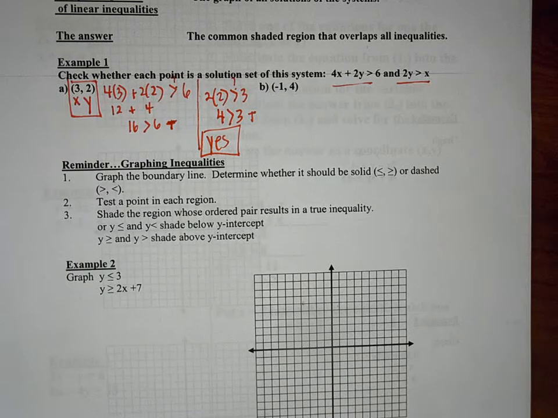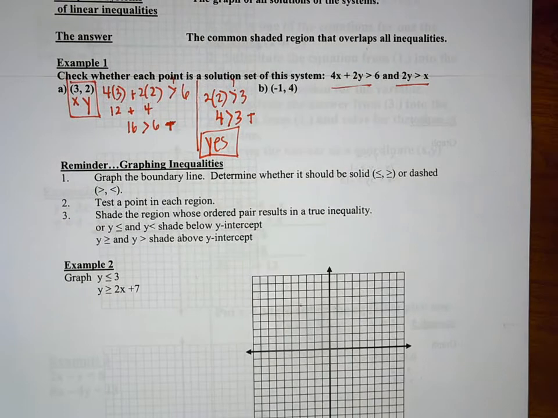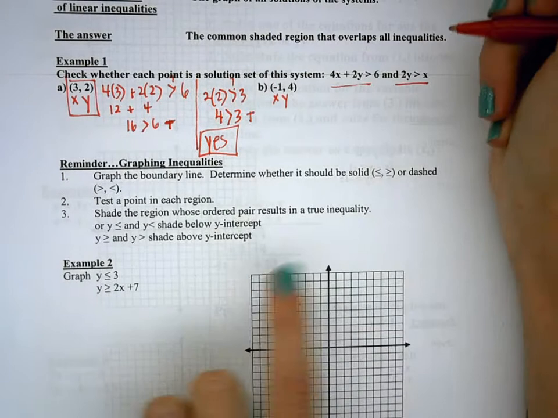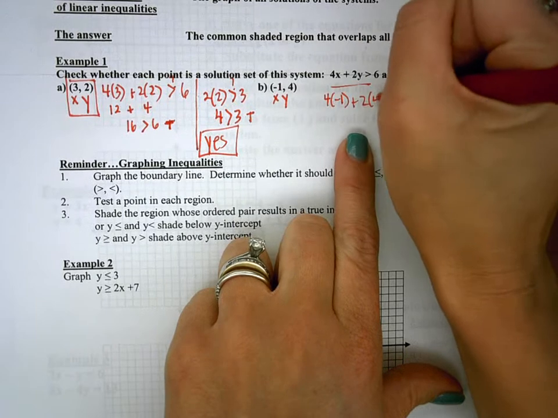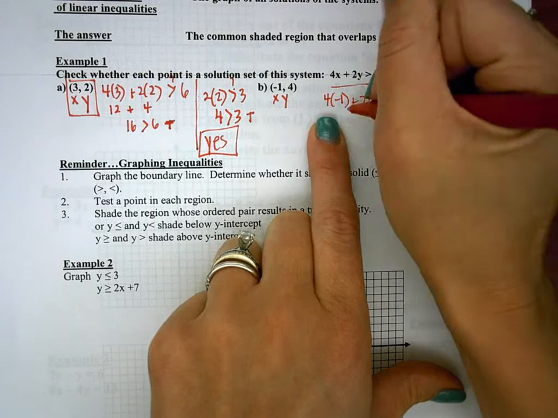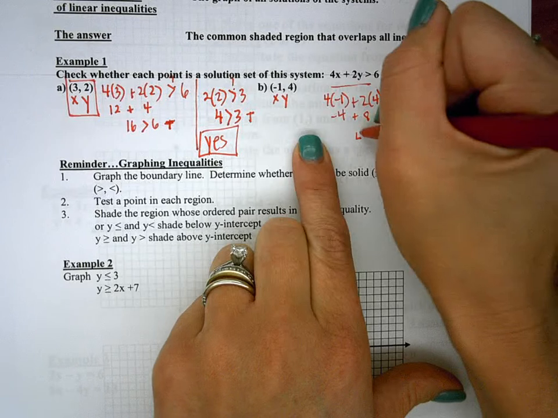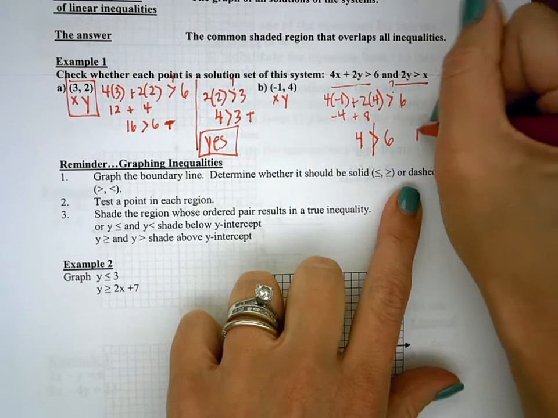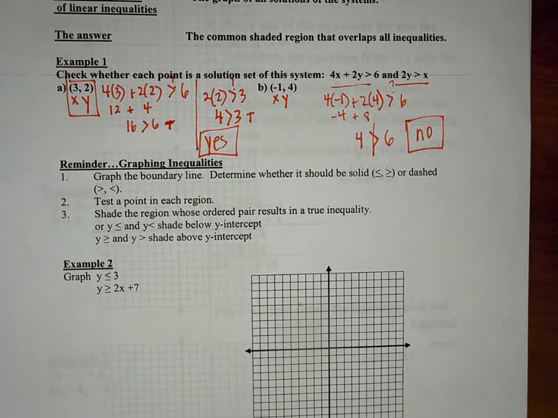Okay, so if you plugged it in correctly, you should have got that the first one was false. So the answer is no, it's not a solution, or false, either way. So I'm going to plug this in to show you in case you got true for some reason. We have 4 times -1 plus 2 times 4, and then we're checking to see, is that greater than 6? 4 times -1 is -4. And 2 times 4 is 8. -4 plus 8 is 4. Is 4 greater than 6? No, it is not. Okay, so that means this answer is no. (-1, 4) is not a solution to the system.